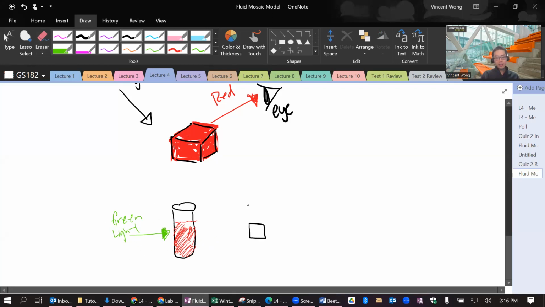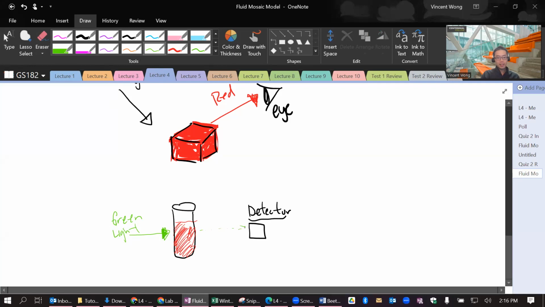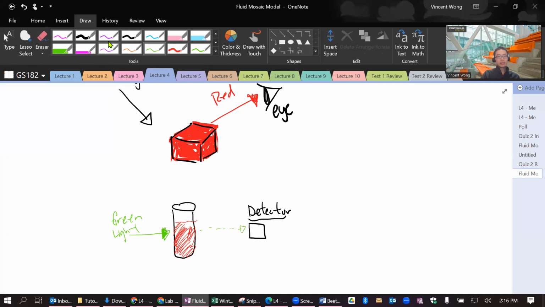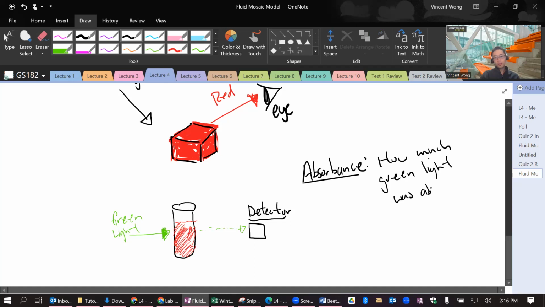So there is a detector here. There's a detector at the end that would detect how much green light passes through. Okay, this is called absorbance. How much green light was absorbed? That's the question.